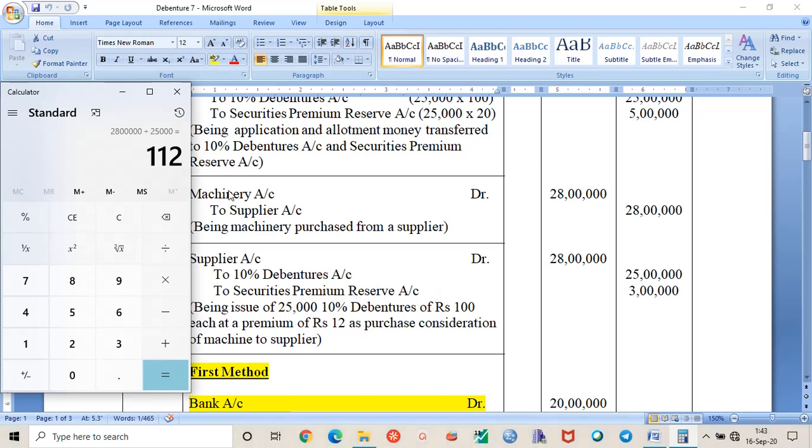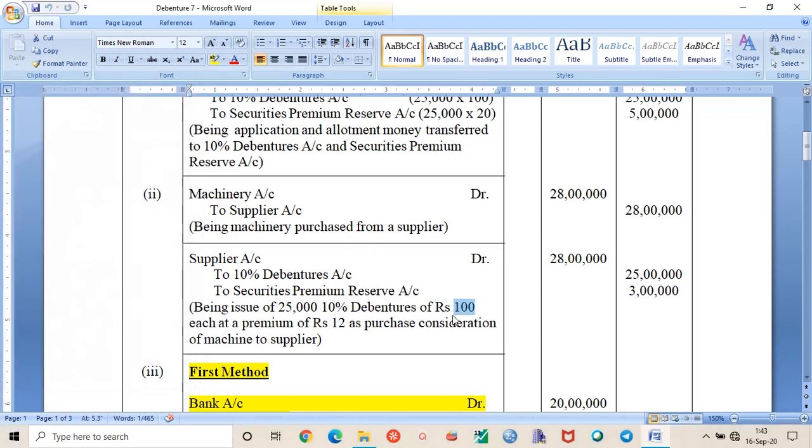So that's how you can get this. In this case you are issuing number of debentures to the supplier at a premium of rupees 12. So this is how you can obtain how much money you are paying off. Or by dividing the amount by the debenture value, you can get the number of debentures also. So that's the method. So that's your case number 2.